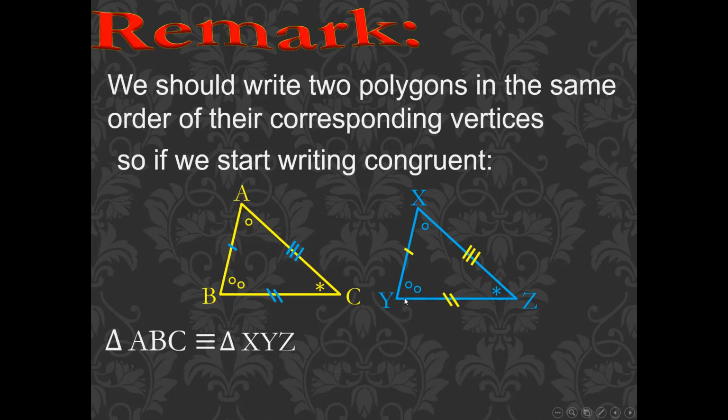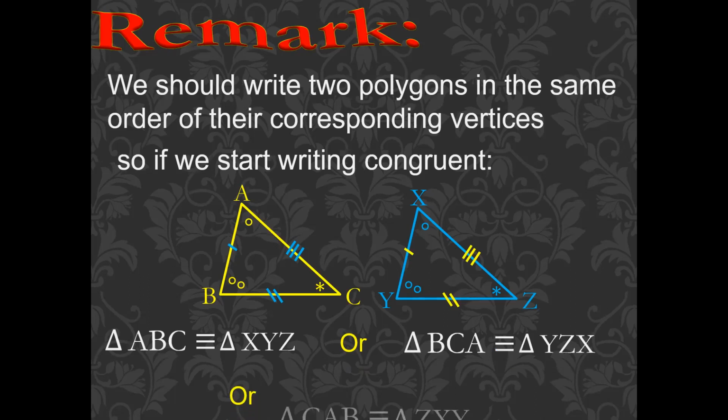So we should write the two polygons with the same order of their corresponding vertices. And it's a very important remark. B, C, D. So the other polygon will be what? Y, Z, X. Or C, A, B, so the next polygon will be Z, X, Y.